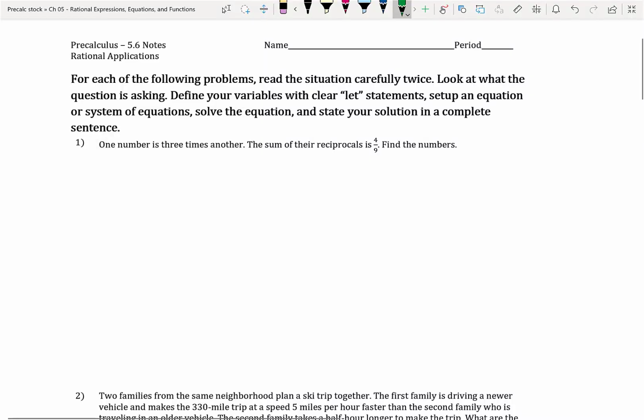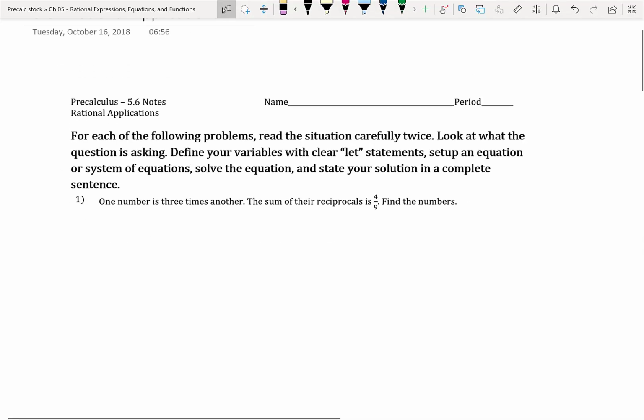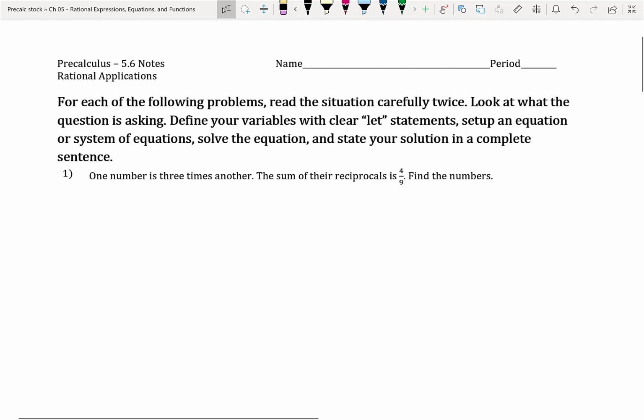These problems can be some of the more difficult word problems just because of the setup. So what I'm asking is that for each of the following problems, you read the situation carefully twice. Look at what the question is asking, then define your variables with very clear let statements, set up the equation so that I can see and give partial credit if something goes wrong, solve whatever equation you get, and finally state your solution in a complete sentence. That last part is simply because you need to make sure you've actually answered what the question is asking.